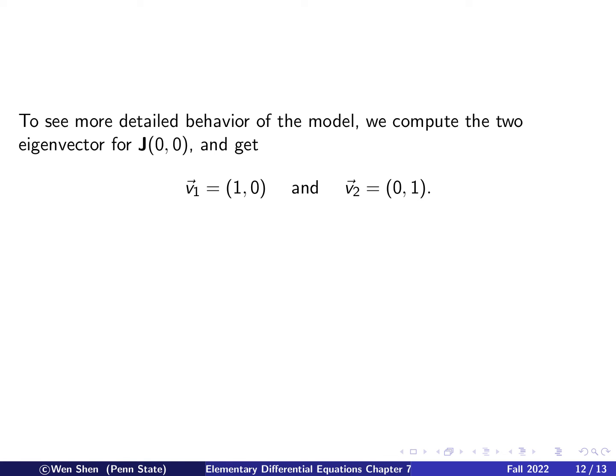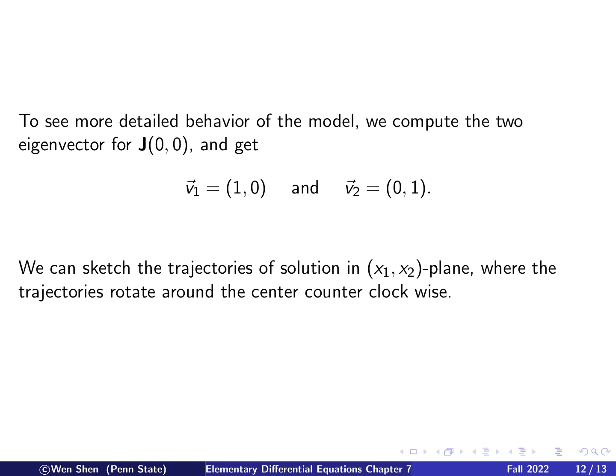Okay, so this calculation is to facilitate us to get more knowledge about more detailed behavior. We computed the two eigenvectors, and we see that v1 is in the direction of x, so it is (1, 0), and v2 is (0, 1). So what does that tell us? Well, remember, lambda 1 is positive, lambda 2 is negative. We can now sketch in a small neighborhood at the origin.